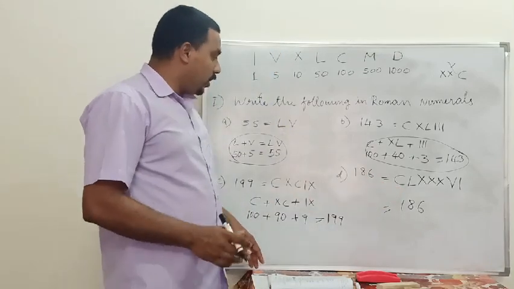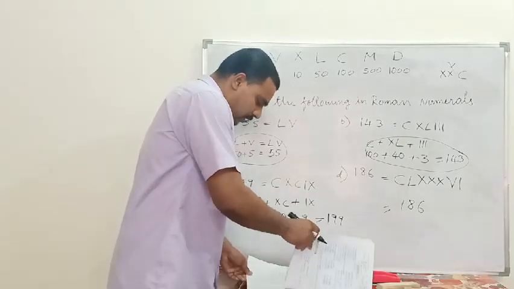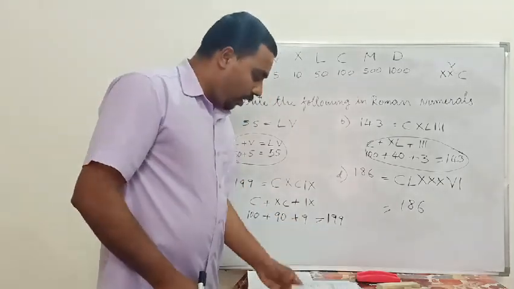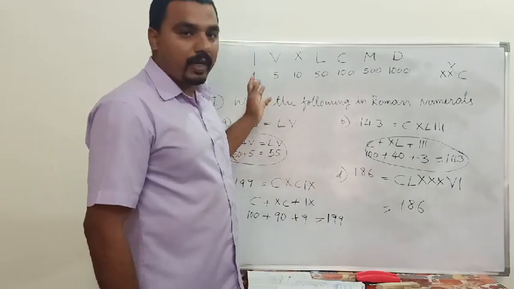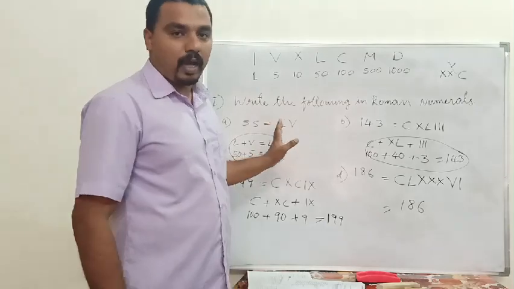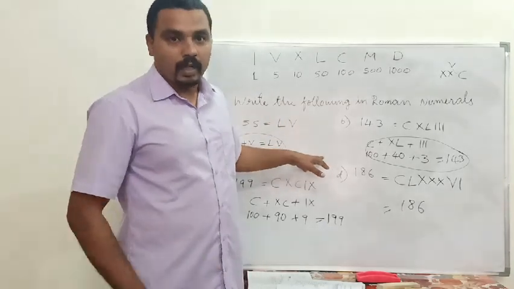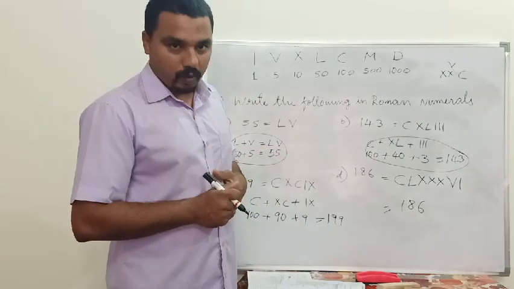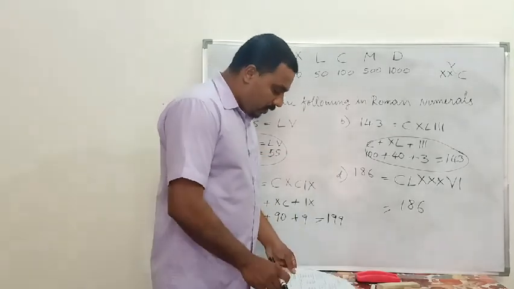So remember one thing: in the previous point we discussed what things we have to remember. That means 1 is subtracted from 5 and 10 only. All these points you have to learn. Then only you can do the addition and the subtraction fact. Then only you are able to make the Roman numerals. So this chapter is finished.